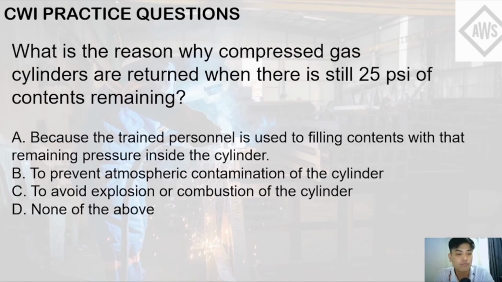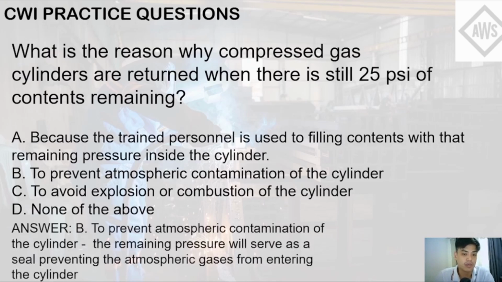So letter C, to avoid explosion or combustion of the cylinder. This might be problematic, but in order for the cylinder to explode, it needs to have a source of heat. In this example, there's none. Letter D, none of the above. So the answer here is letter B. To prevent atmospheric contamination of the cylinder, the remaining pressure will serve as a seal, preventing the atmospheric gases from entering the cylinder.